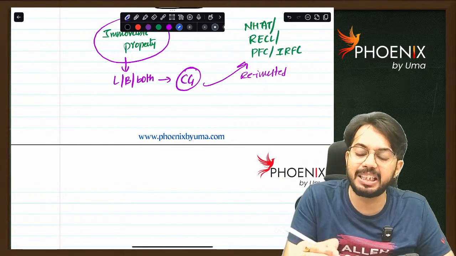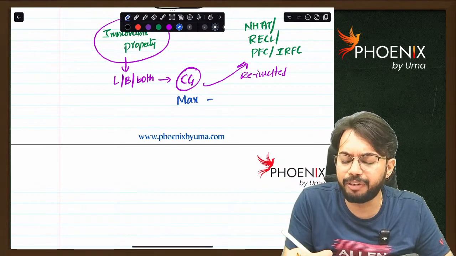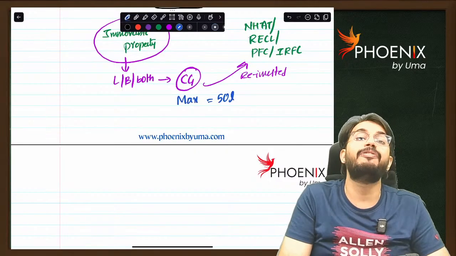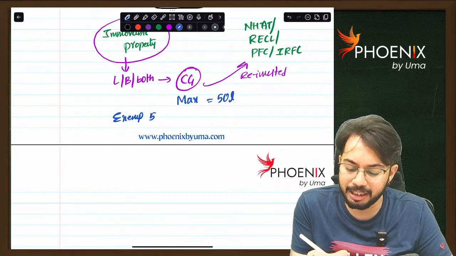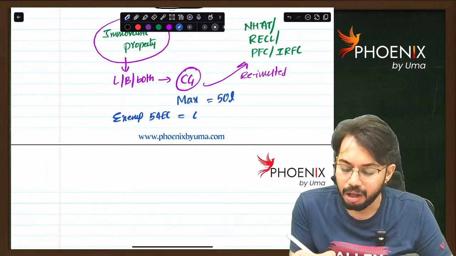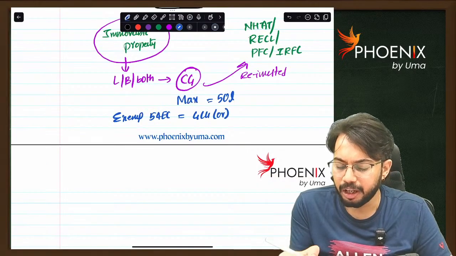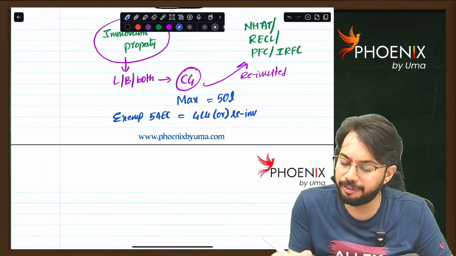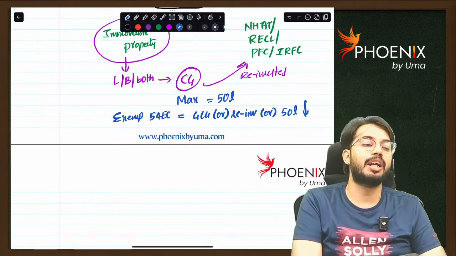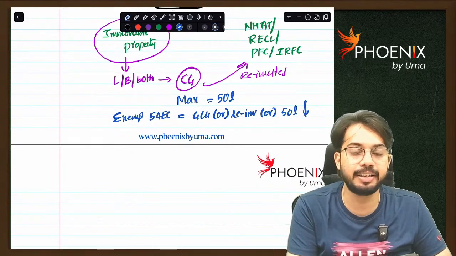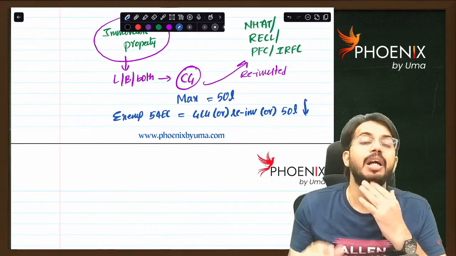But maximum exemption allowed is 50 lakh rupees under section 54 EC. So exemption under 54 EC is equal to gross capital gain or reinvestment or 50 lakhs, whichever is lower. That will be allowed as exemption under section 54 EC. Is it clear? Another important point.